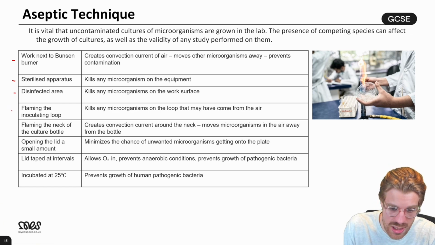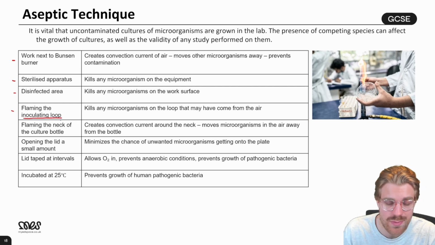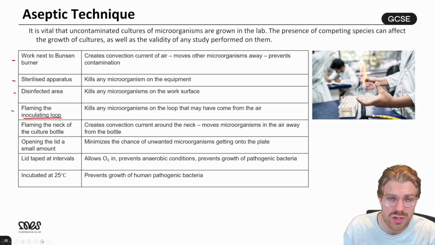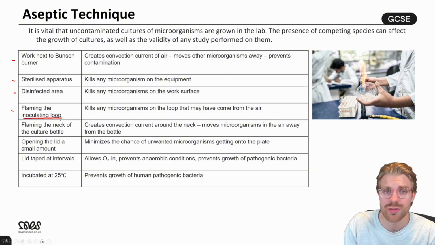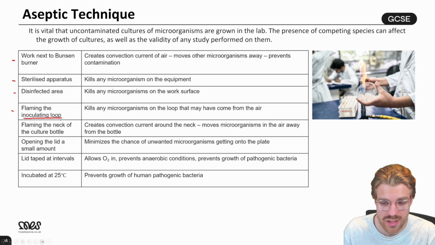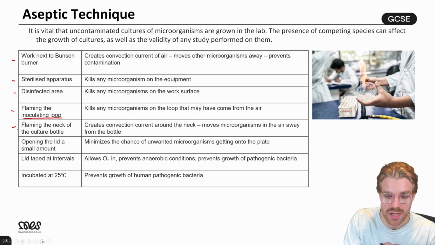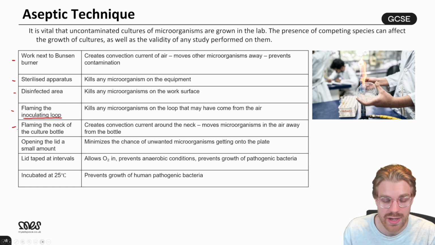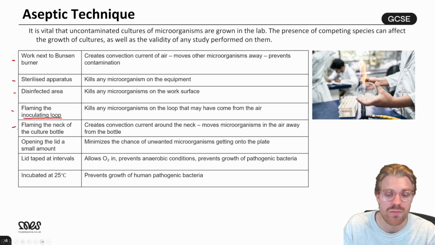We can also flame the inoculating loop. Now, the inoculating loop is the piece of apparatus that we would use to introduce the culture of bacteria onto our agar plate. Flaming the inoculating loop means putting that loop of wire through the flame of the Bunsen burner. What this is going to do is kill any microorganisms on the loop that may have come from the air after it's been sterilized. We could also flame the neck of the culture bottle. We could open the lid of the culture bottle and pass the neck of that bottle through the Bunsen burner flame. What this is going to do is again create a convection current around the neck of the bottle, and that's going to move the microorganisms in the air away from the bottle.